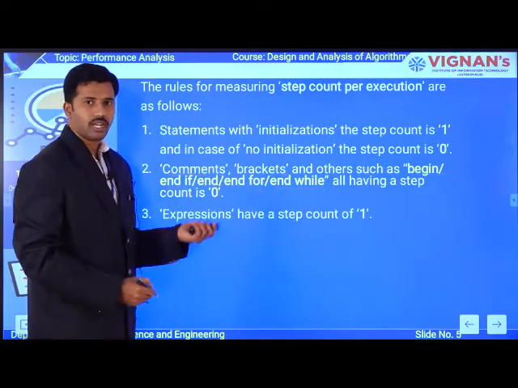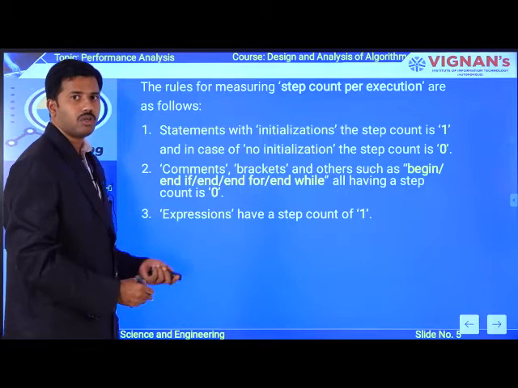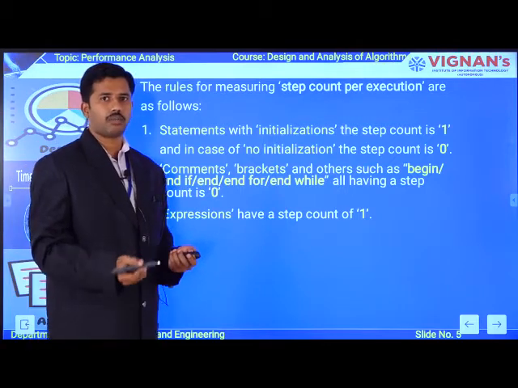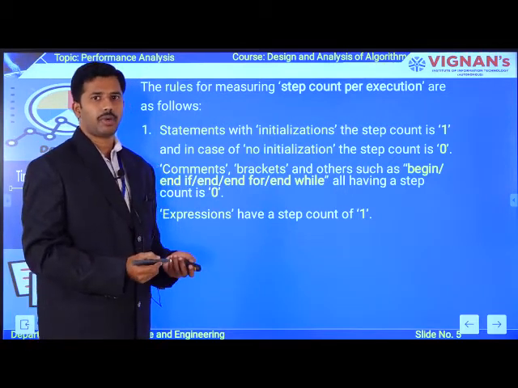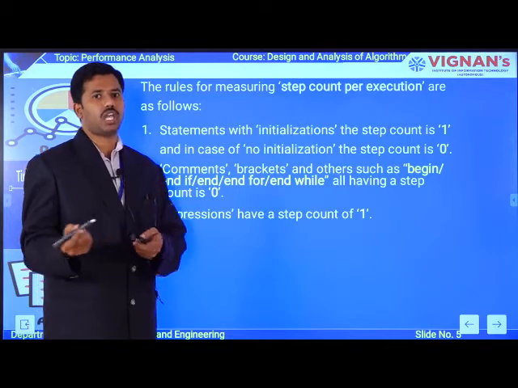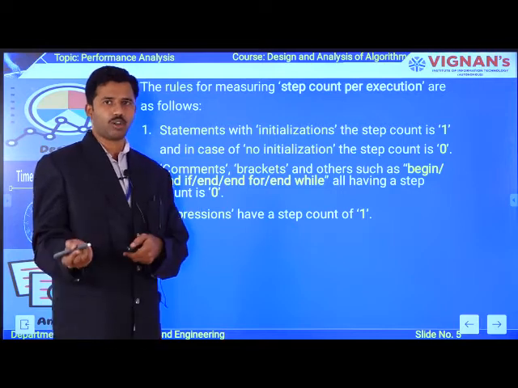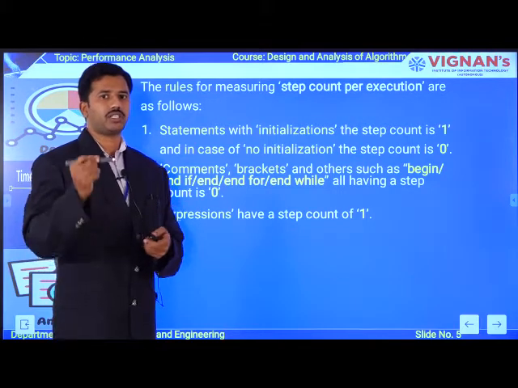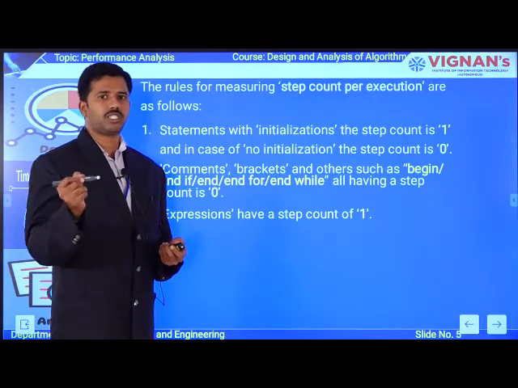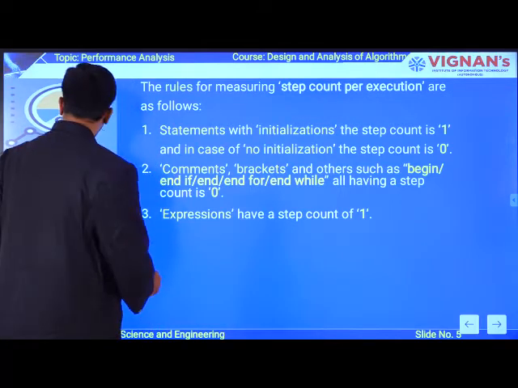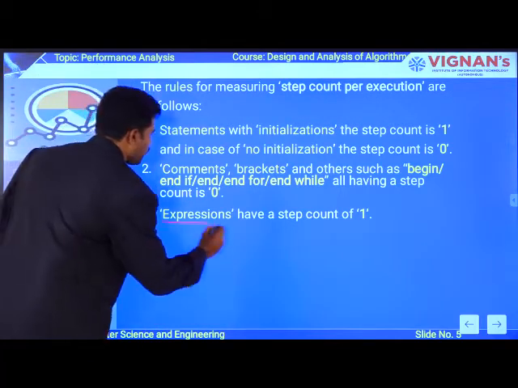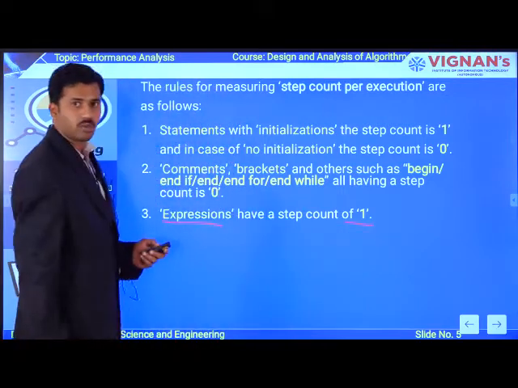Now coming to the third one. For arithmetic operations, for example c = a + b, what is the operation available in the statement? Simply an arithmetic addition operation. After performing the addition, you are initializing the a + b result into c. So for all the arithmetic expressions, the value becomes 1.